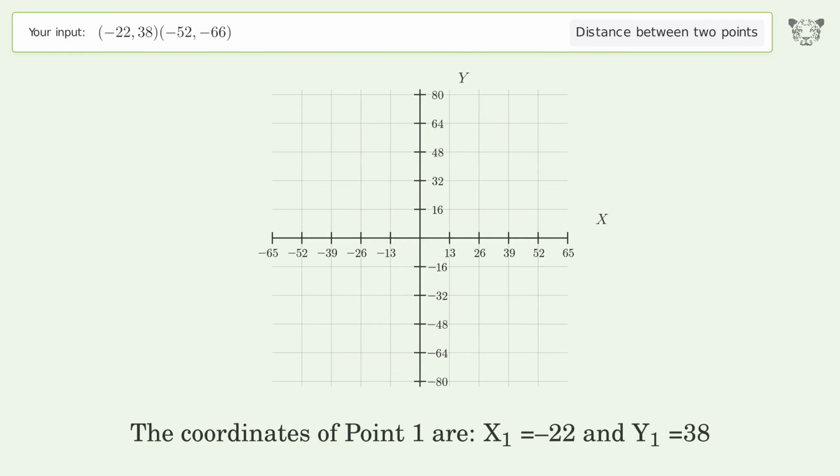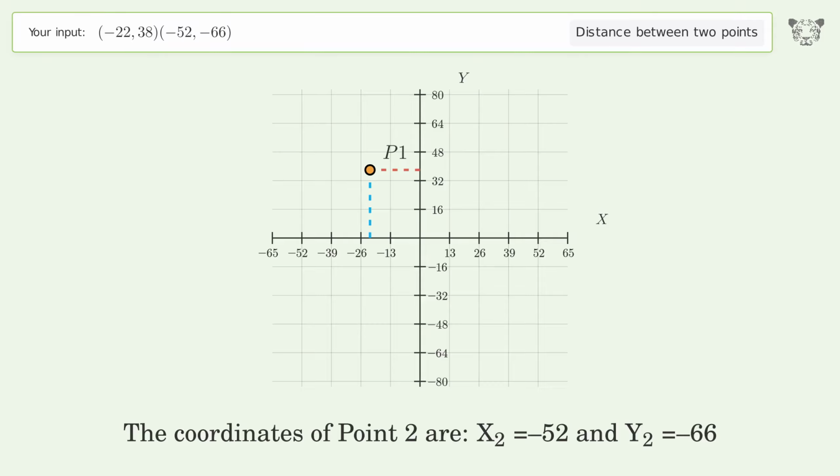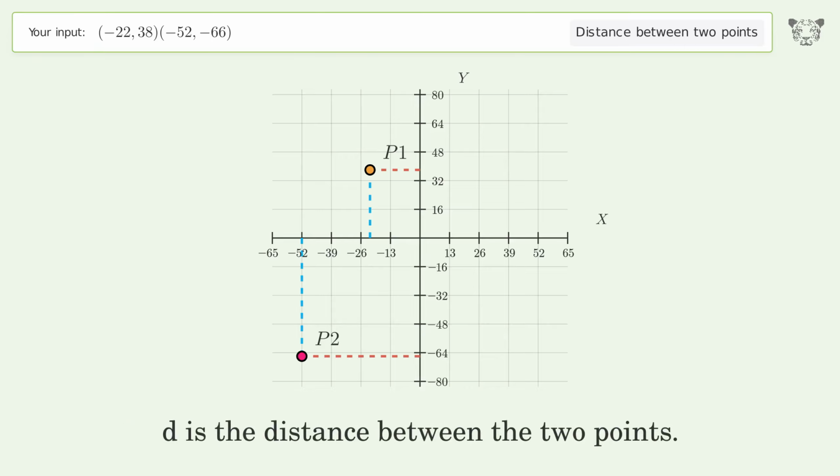The coordinates of point 1 are, x1 equals -22 and y1 equals 38. The coordinates of point 2 are, x2 equals -52 and y2 equals -66. D is the distance between the 2 points.